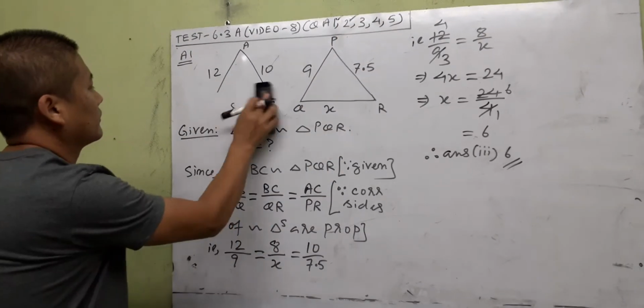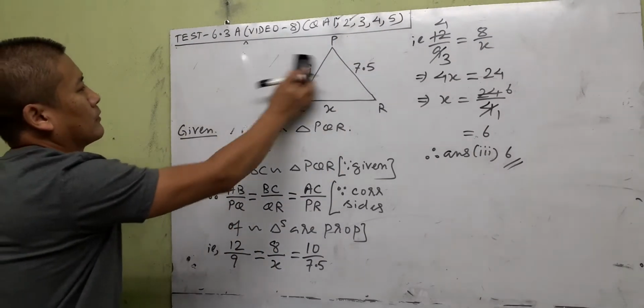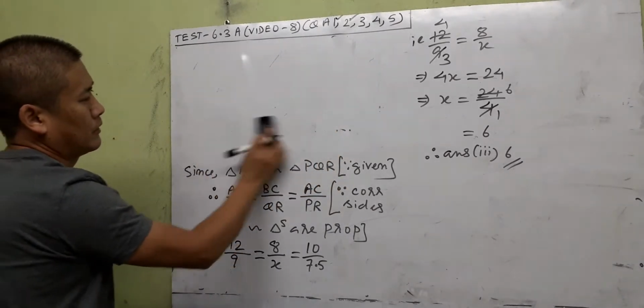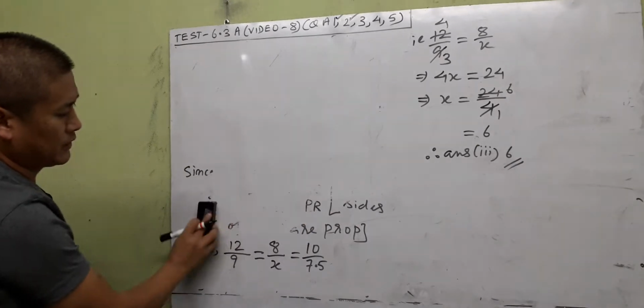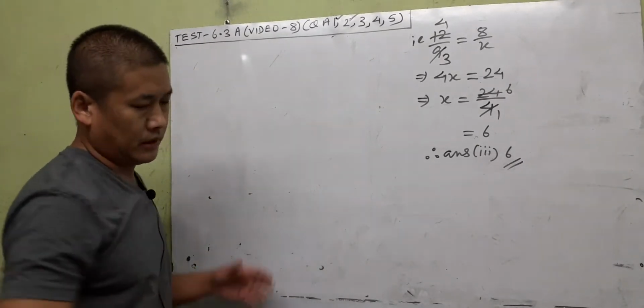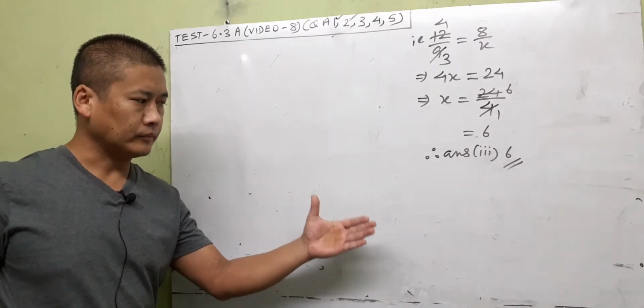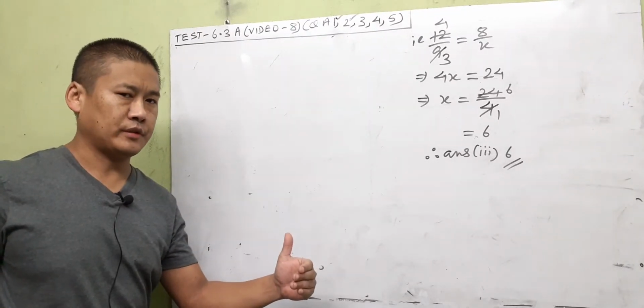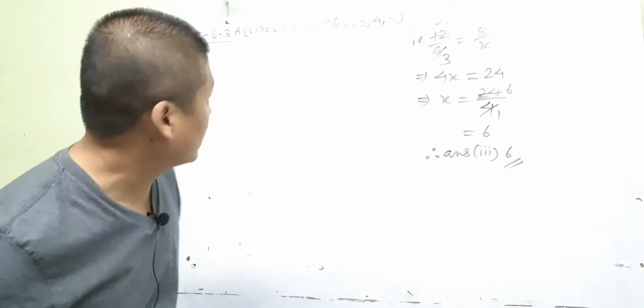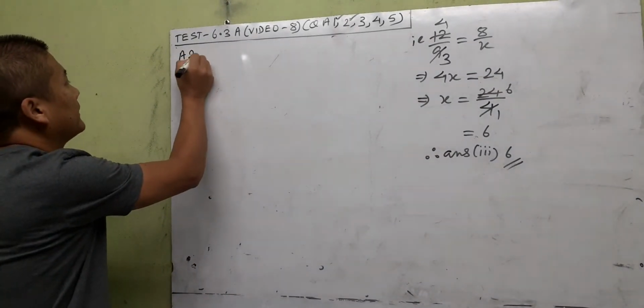So here, when two triangles are similar, corresponding angles are equal. I repeat, corresponding angles are equal. Number 2, corresponding sides are proportional. I repeat, corresponding sides are proportional. Okay, now go to A2.